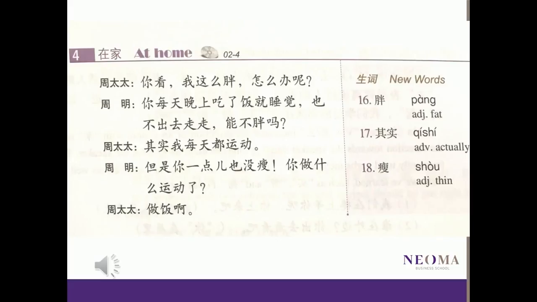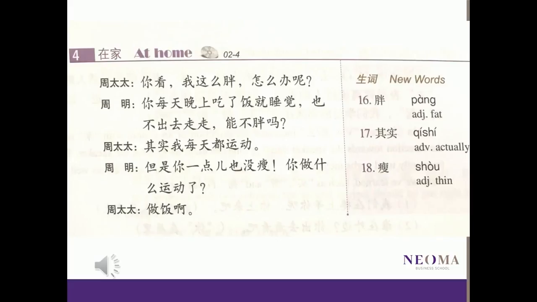You normally use 怎么办 after you pop up a question or a concern. 作业这么多怎么办呢 So much homework. So what should I do? 周明 says, 你每天晚上吃了饭就睡觉。OK, 你 subject, 每天晚上 time, 吃了饭就睡觉。吃了饭 verb 1, 就 as soon as, 睡觉 verb 2. So right after you finish your dinner, you go straight to bed. So every night after you had dinner, you go straight to sleep.